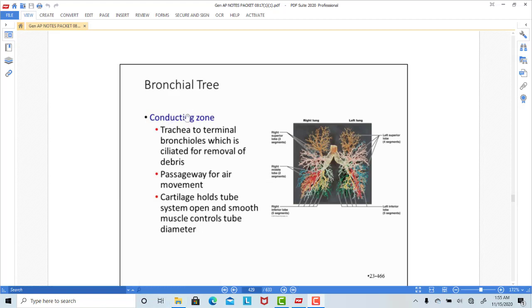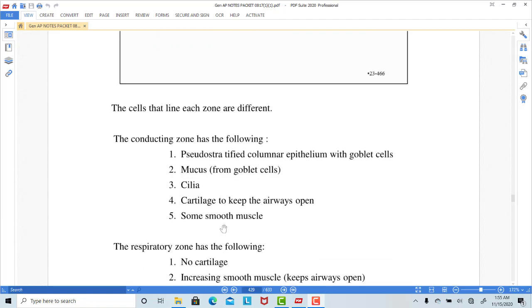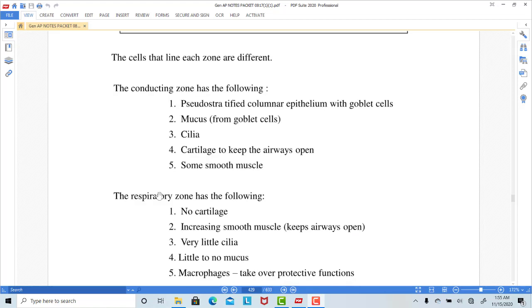So we have what we call the conducting zone, which is the upper airway that is part of the trachea, the bronchi, the bronchioles. There's no gas exchange in the conducting zone. So that's the key feature when we talk about conducting zone. It's looking at the airways, no gas exchange. But the respiratory zone, we do have gas exchange. So the respiratory zone is where the alveoli are located. So part of the respiratory zone are going to be the alveolar duct, the alveolar sac, and then the alveoli themselves. That's the respiratory zone.